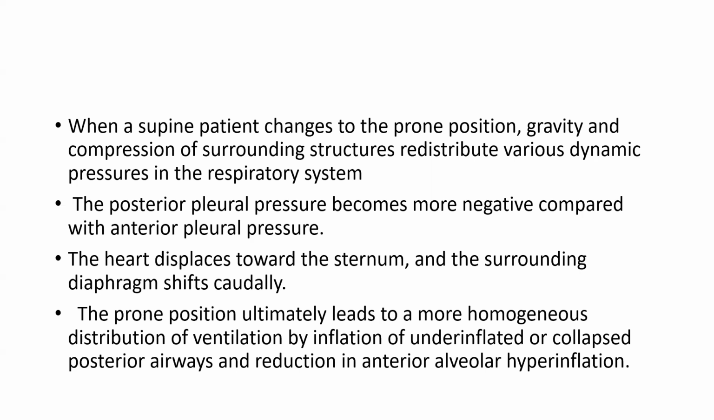the gravity and the compression of the surrounding structures redistribute various dynamic pressures in the respiratory system. And the posterior pleural pressure becomes more negative compared to the anterior pleural pressure. The heart displaces towards the sternum and the surrounding diaphragm shifts. And the prone position ultimately leads to a more homogeneous distribution of ventilation by inflation of underinflated or collapsed posterior airways and reduction of anterior alveolar hyperventilation.